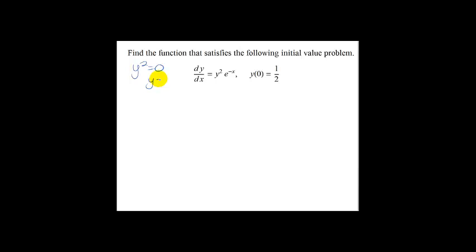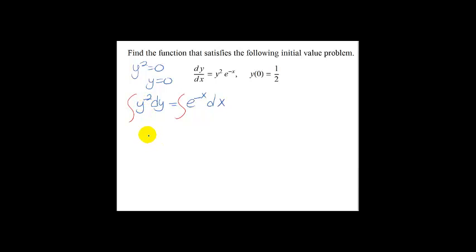So there's an equilibrium solution at y equals 0. Now let's go ahead and separate variables. So we'd have a dy, and if we divide both sides by y squared, I'm going to write it as y to the negative 2, and then e to the negative x and dx. Now we are ready to integrate both sides.